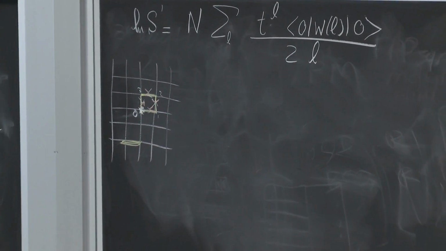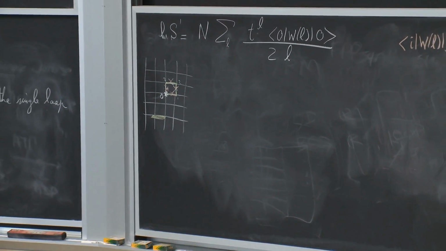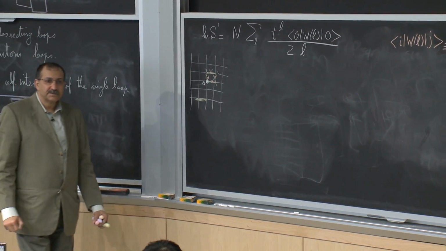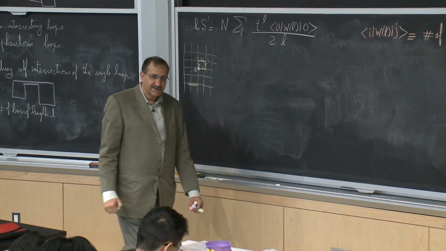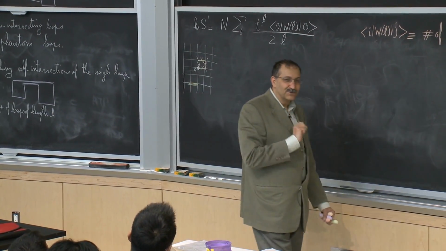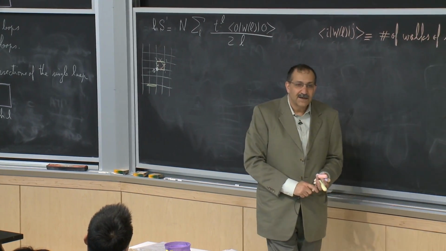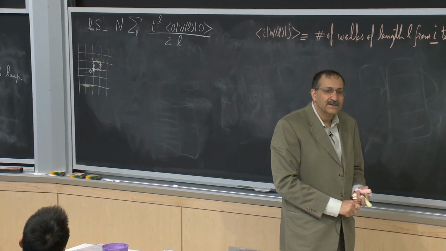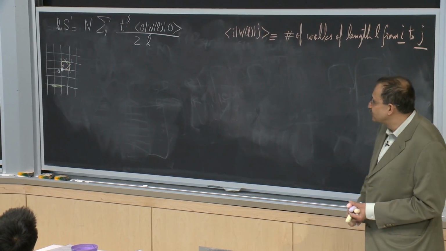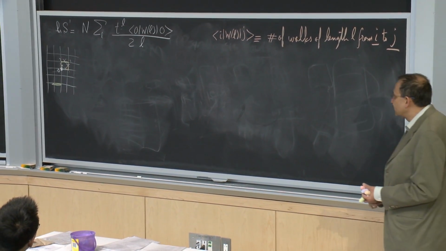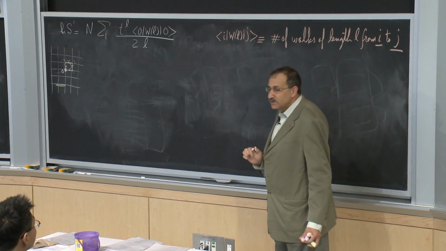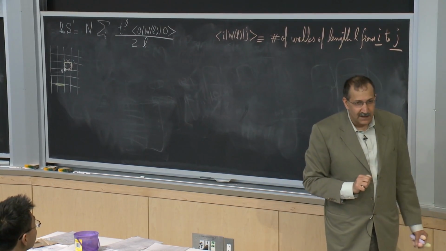Yes? If we allow walking over ourselves, is it always a degeneracy of 2L? Yes. You can go and do the calculation to convince yourself that even for something as convoluted as that, it is still 2L. Okay? So this is what we want to calculate.